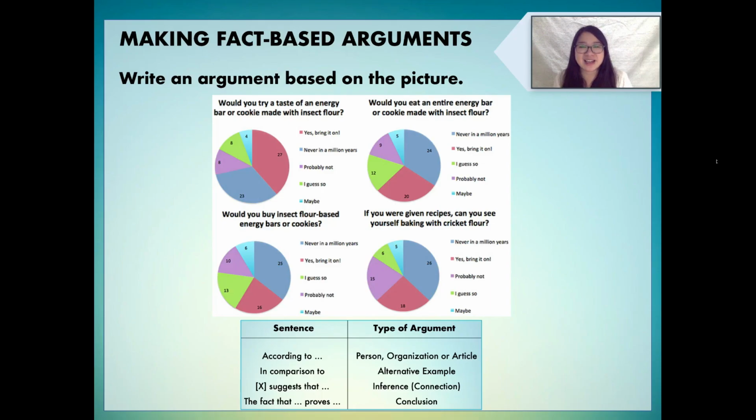Let's look at another diagram. Here we have a poll, and in this poll, they asked people's opinions about eating insect food. So you can take a look at the 4 different questions that were asked. Then we can see the responses that are in blue, red, green, purple, and light blue. Take a moment with your notebook and make an argument based on this picture.